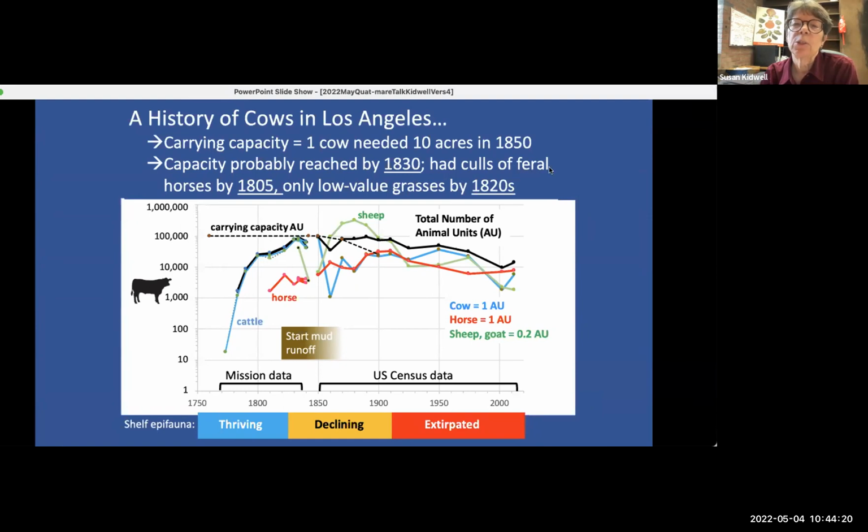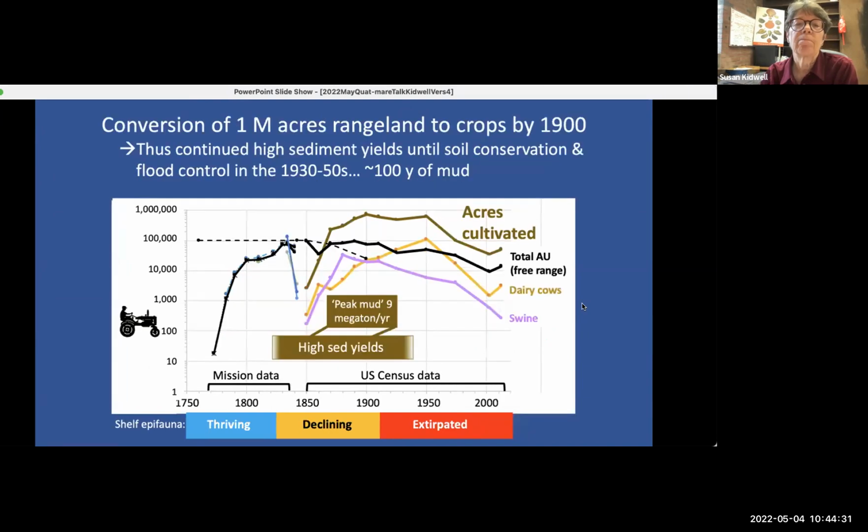And the Spanish missionaries were culling feral horses by 1805 because there was so much competition for food. So I'm pretty sure that's what happened. So I think that's when the mud would have started to run off.